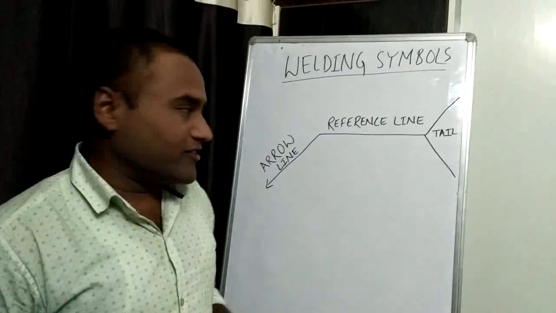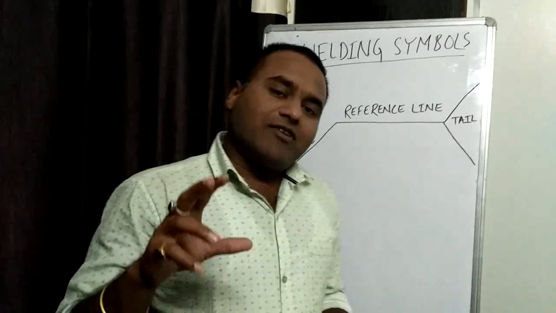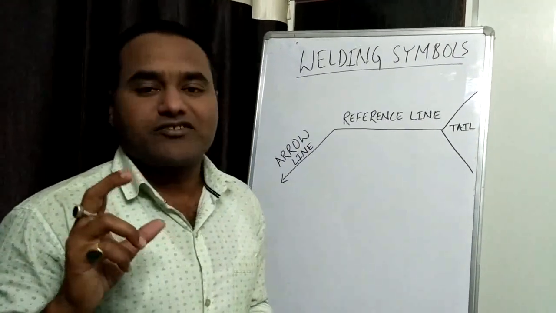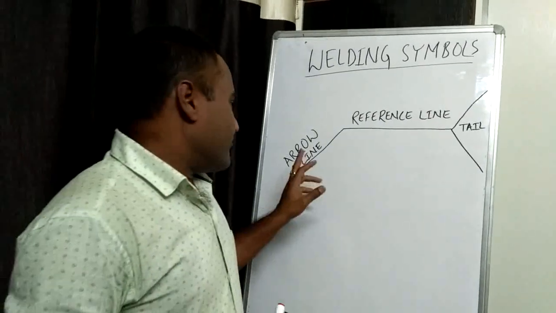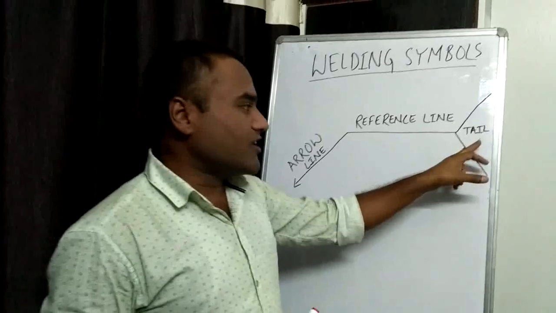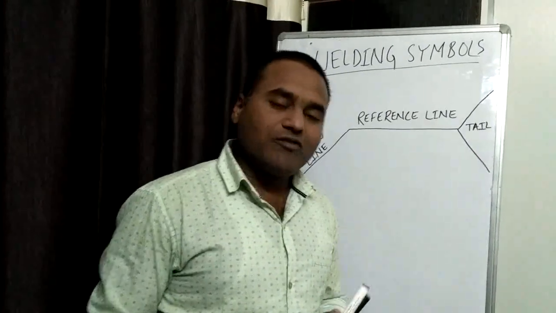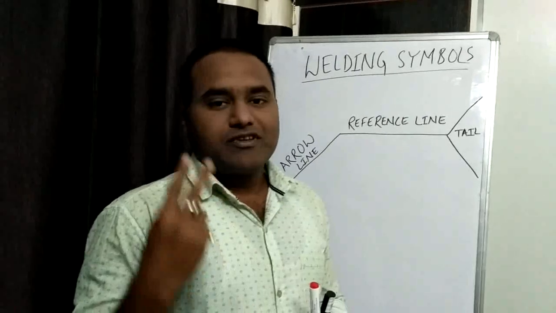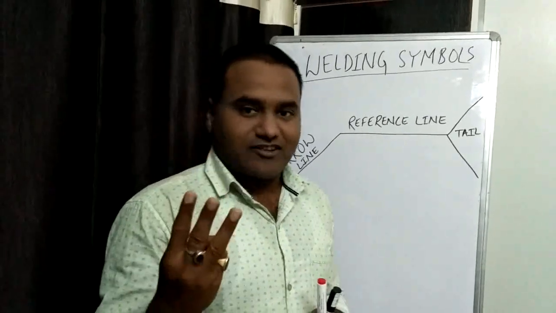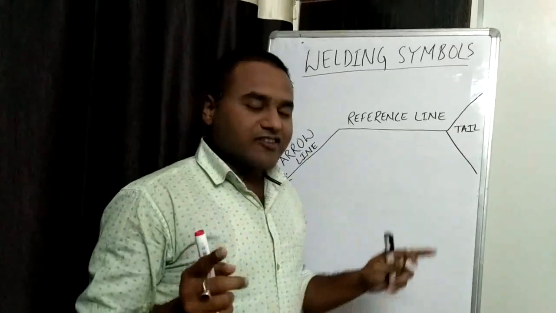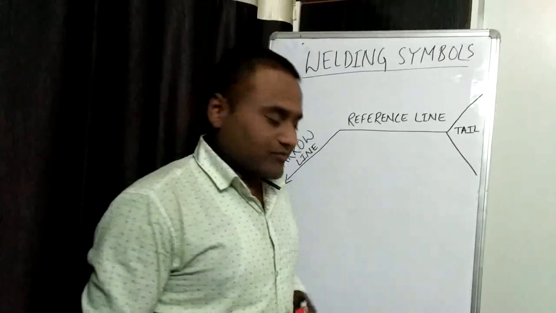So it's very important. Basically, a welding symbol consists of three parts. First one is arrow line, second one is reference line, third one is tail. So a welding symbol basically consists of three parts: arrow line, reference line and tail. I'll explain these three terms one by one.